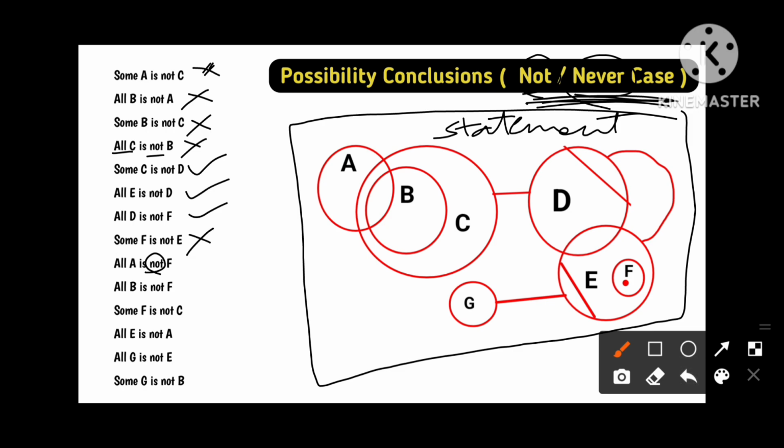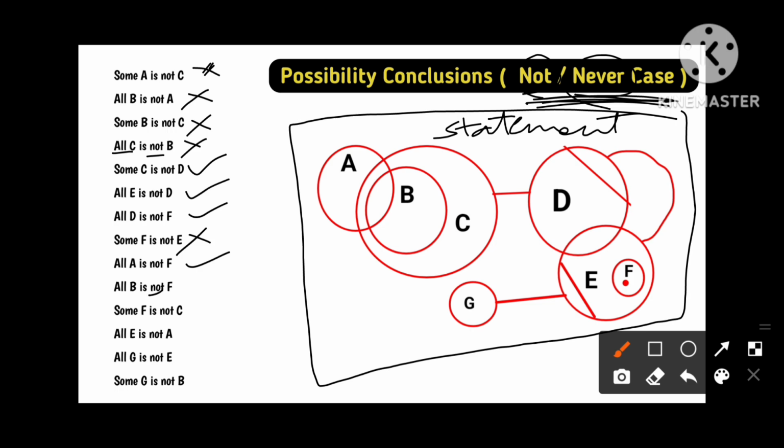Next one, we see "not" again. So all A is F. Can we place all A inside F? Here in our diagram we represent that F shares only with E. Then we cannot share with A. So all case fails. All A inside F is not possible. All case fails means not case will be true. So this conclusion will be true.